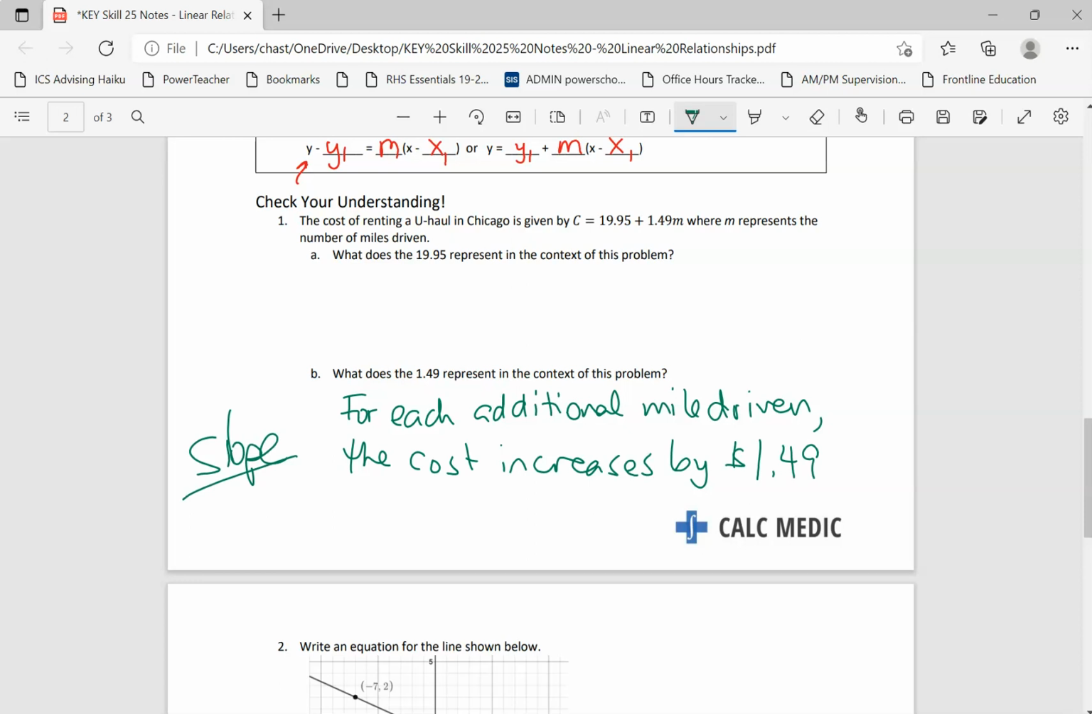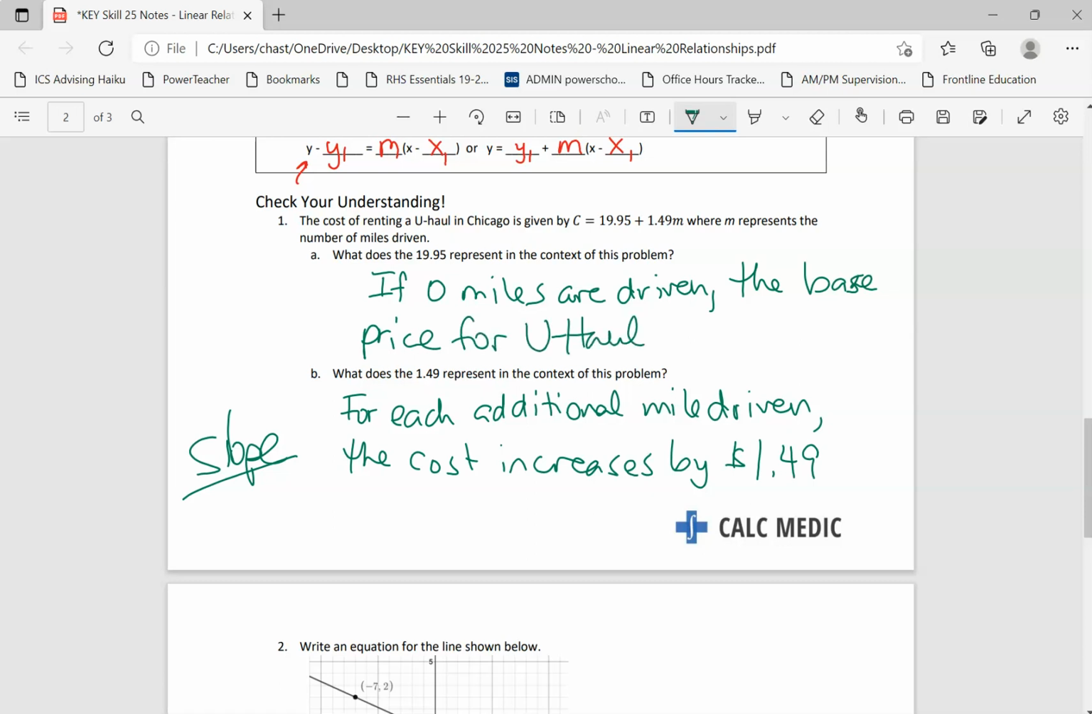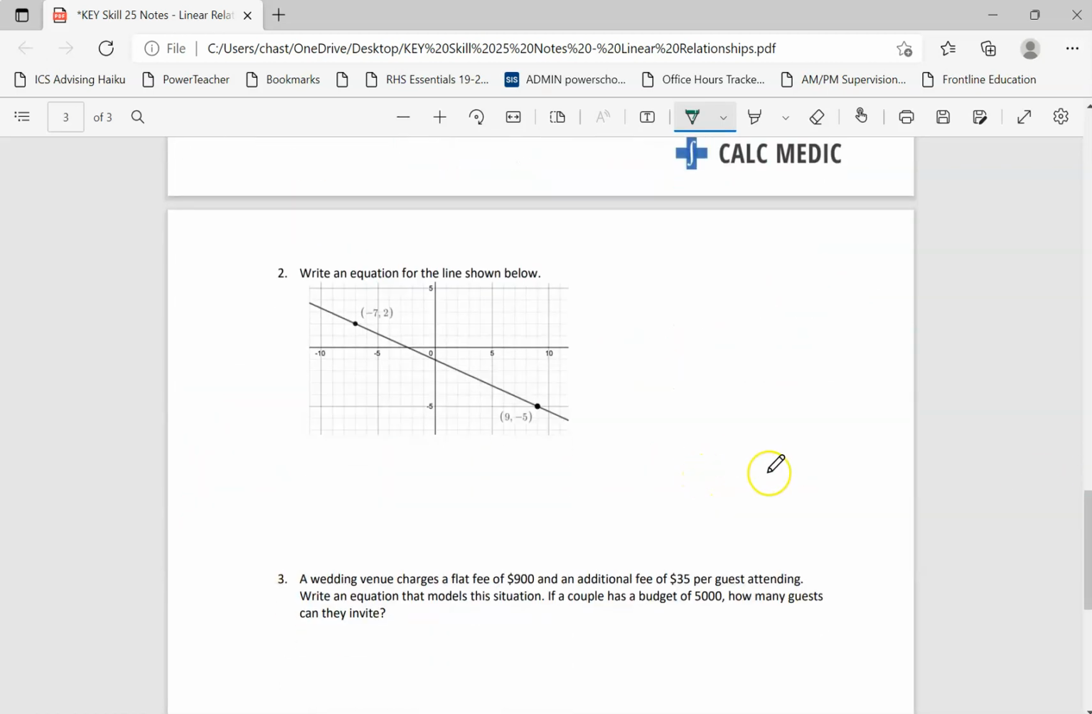Now, the 1995 is saying if 0 miles are driven, the base price for a truck for U-Haul is $19.95. Okay? So just to get the truck, it costs you $19.95, and then for each additional mile driven, you're going to increase the cost by $1.49. Okay? All right, let's try writing an equation of a line here.